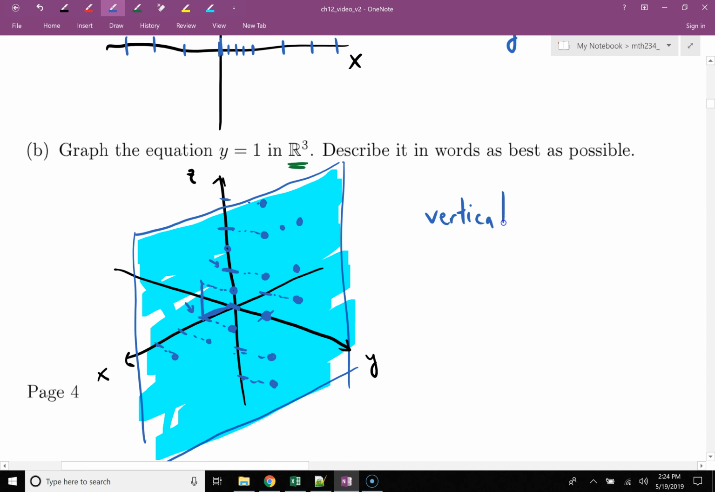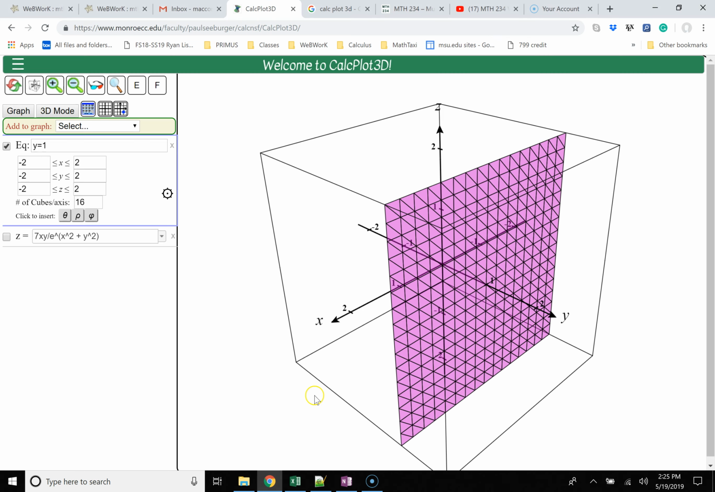Vertical plane. And you may remember in our last video, we actually graphed y equals 0, and that was the xz plane. And actually before this video, I went ahead and graphed this one, y equals 1. So again, I'm over here in this Monroe 3D Calc plotter, and I graphed y equals 1.